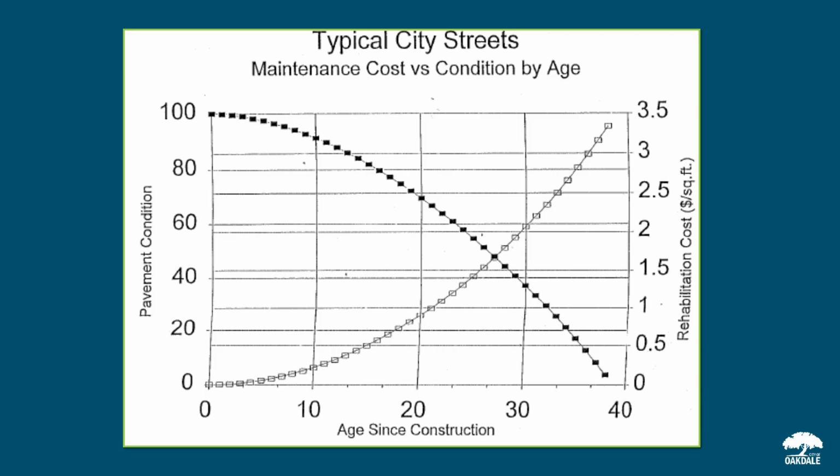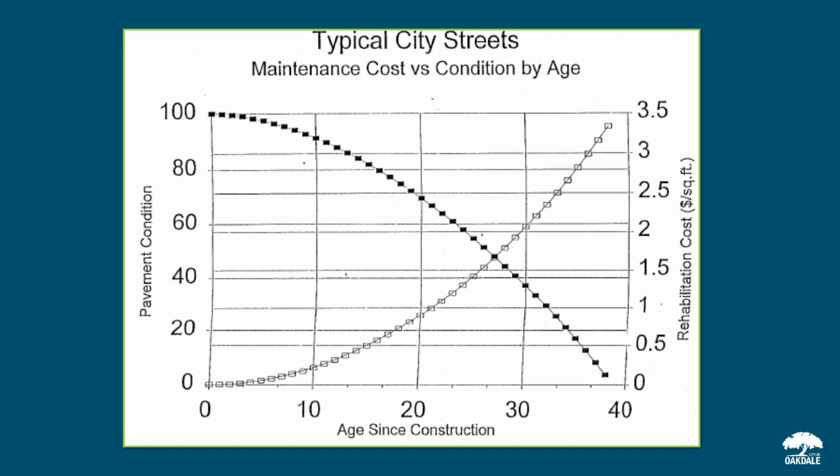This is a chart showing how a typical city street deteriorates over time. On the left margin is the pavement condition from 0 to 100, with 100 being a street in good condition with new pavement and 0 being an older street with poor pavement conditions. On the bottom is the age of the street from 0, 10, 20, 30, and 40. And on the right side is the cost per square foot to maintain a street.